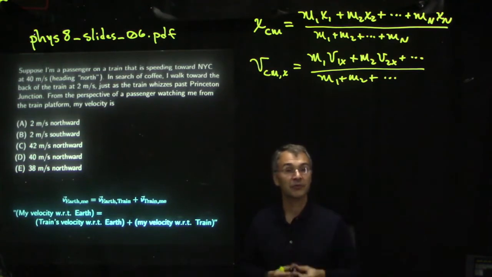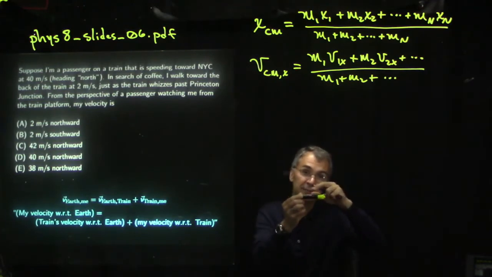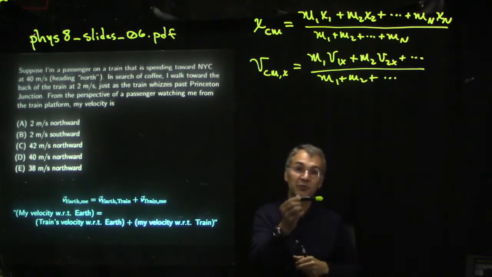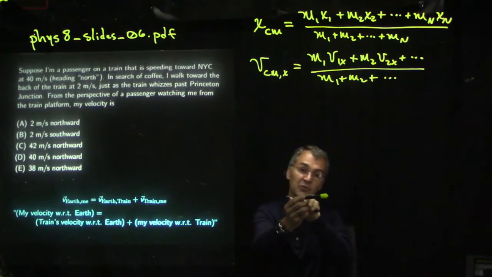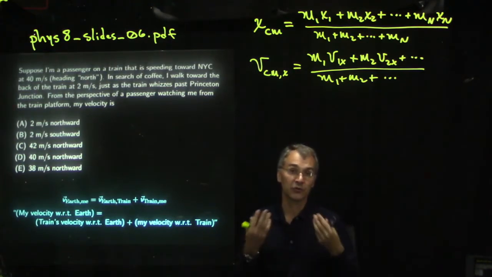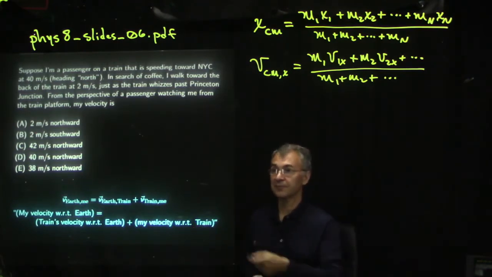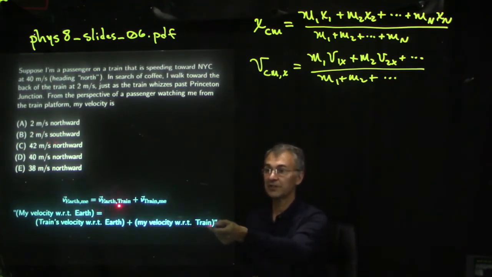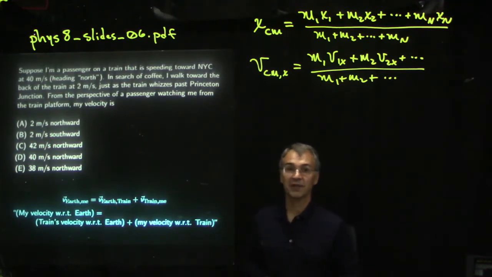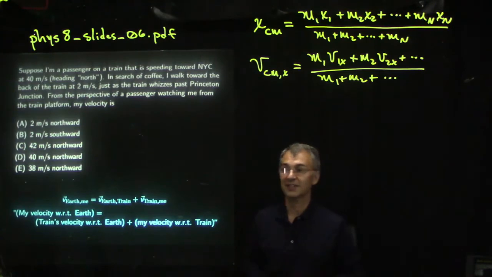You might want to draw yourself a little picture. The train is going north at 40 meters per second, and I'm walking toward the back of the train at 2 meters per second. So a person standing on the train platform sees me moving forward, northward, at 38 meters per second. The velocity of me with respect to Earth equals the velocity of the train with respect to Earth plus the velocity of me with respect to the train. Let's say that again.